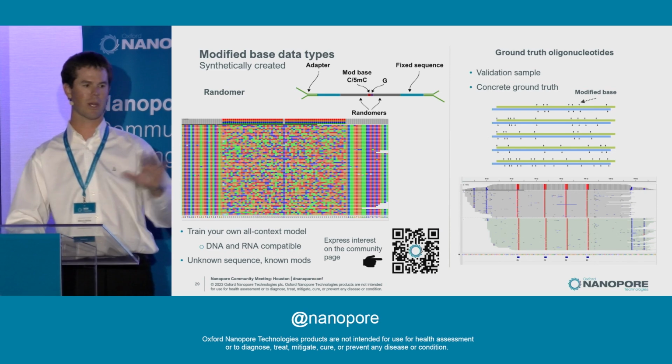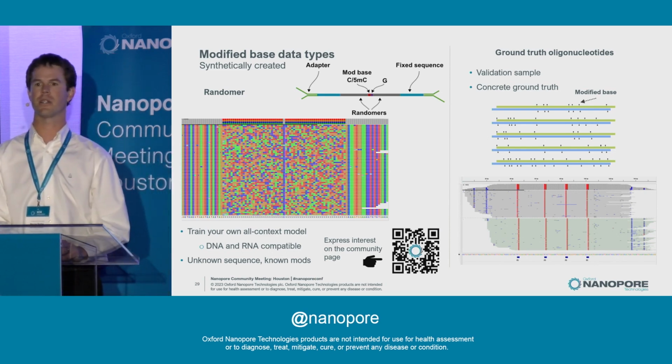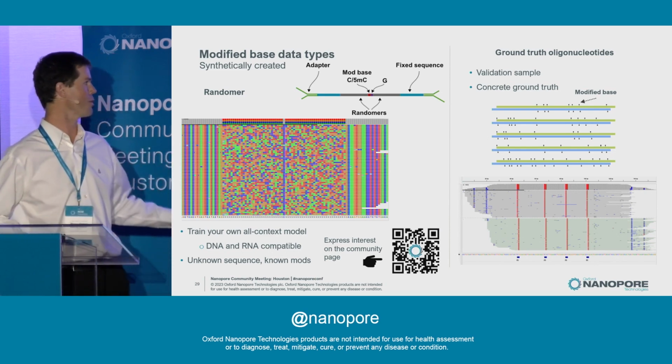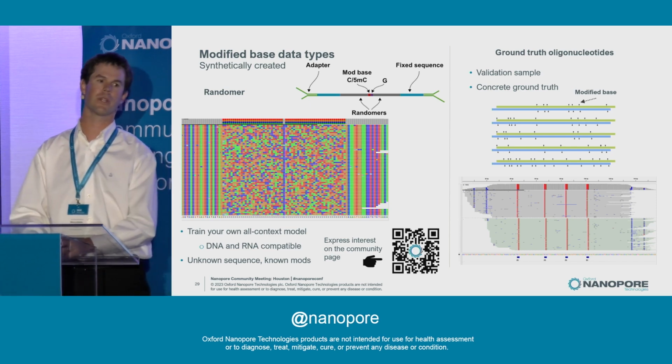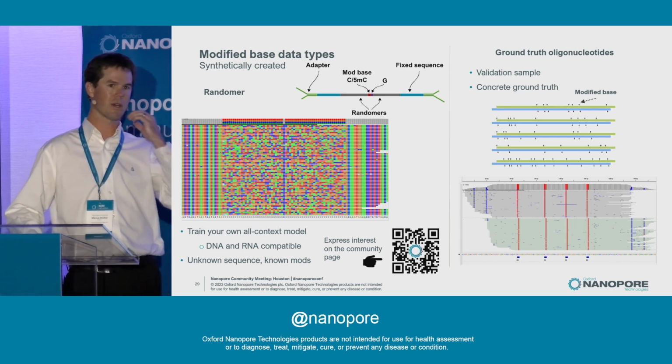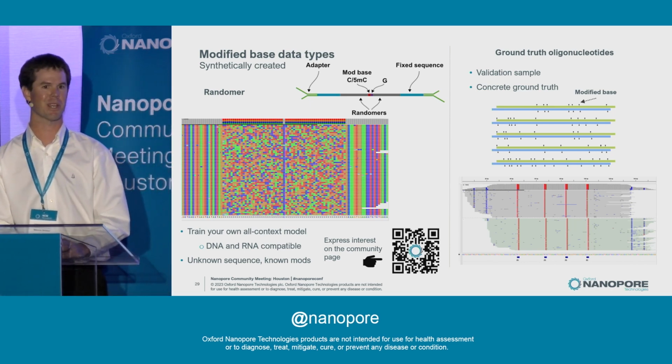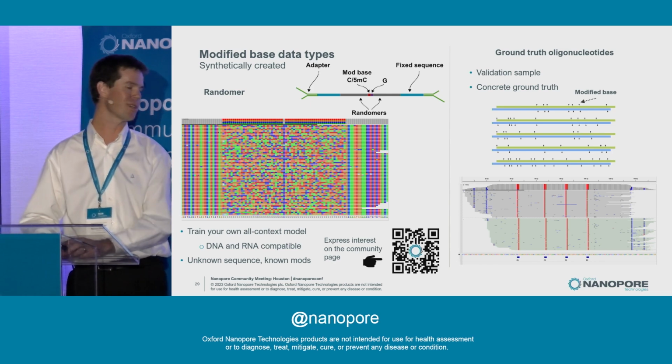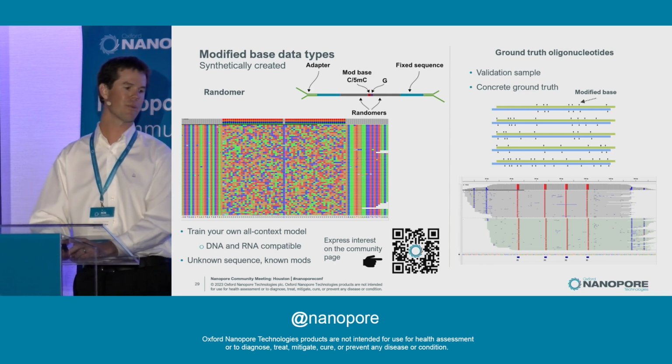I want to jump in real quick and highlight two of the main data types that we use. On your left here is the randomer data. This is how we train most of our models. And there's a beta, which is Beta the fish. Everything has to be named after a fish. So you can express your interest in this repository with the QR code here.